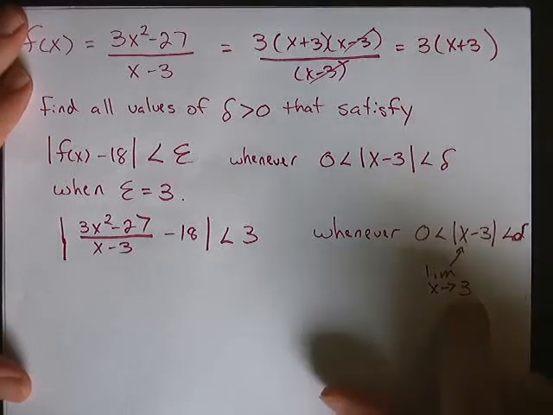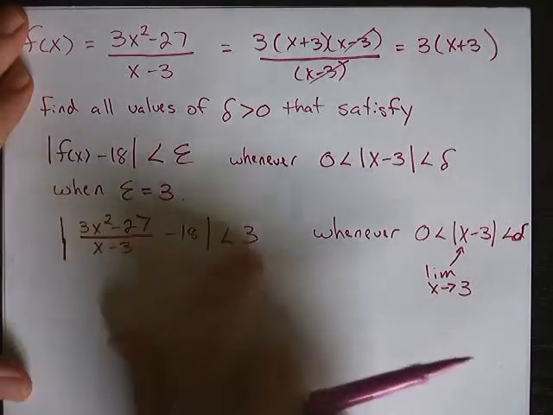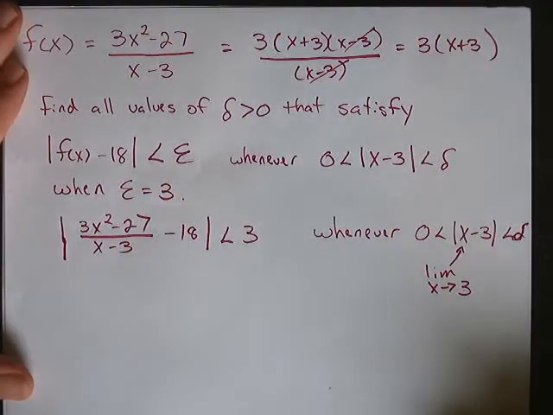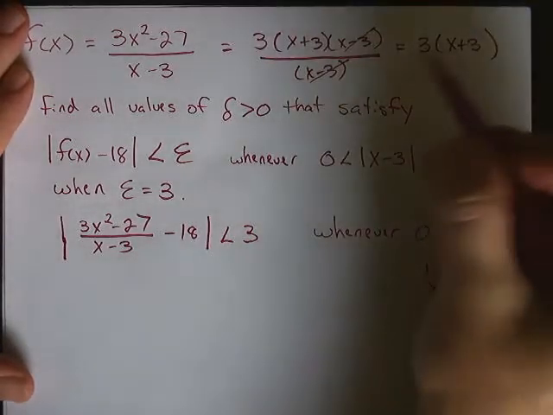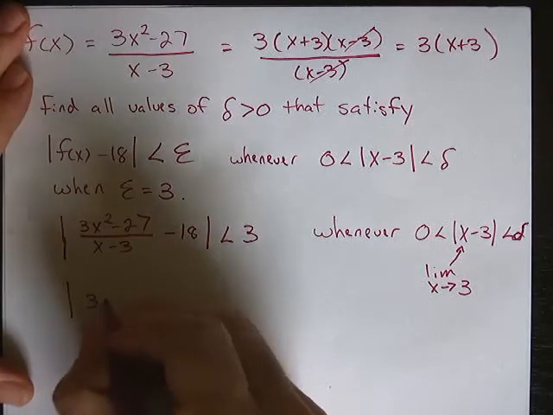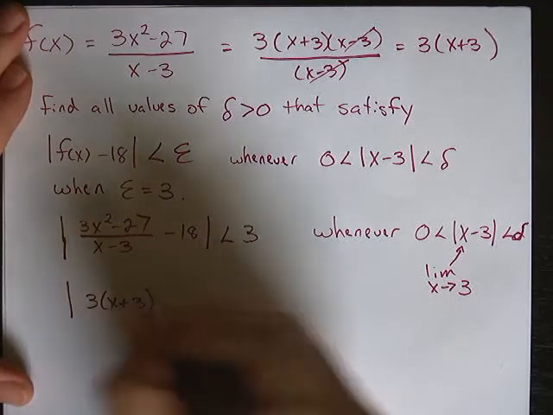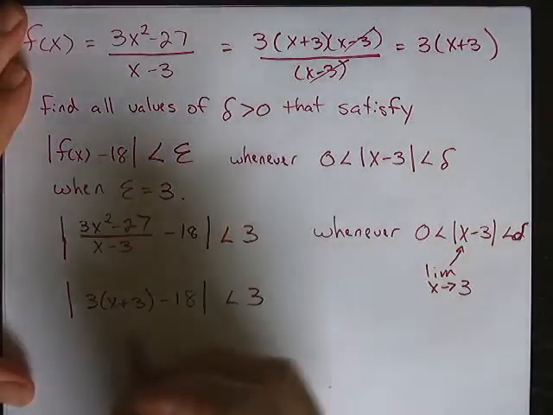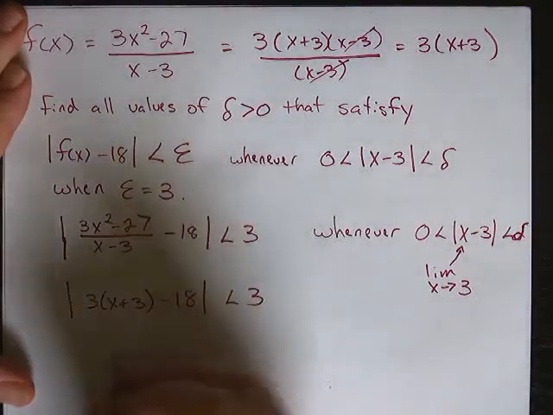So how close do we need to be to x equals 3 so that we get an answer that's within 3 of 18? That's the question we're trying to figure out. And we're going to do this without a graph this time. So we've already solved this here. Let me write in here: the absolute value of 3 times x plus 3, minus 18, is less than 3. We can clean that up a little more as well.